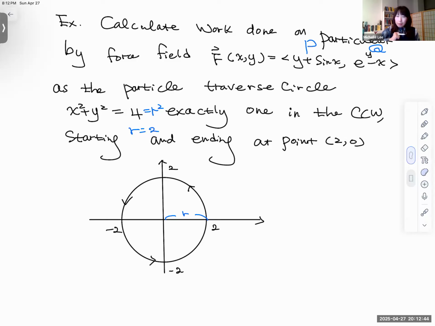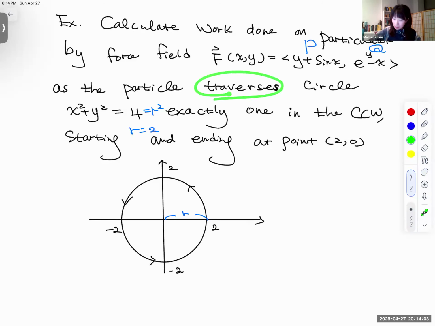Okay, so we have a second example. Calculate the work done on a particle by the force field, where the particle traverses the circle x squared plus y squared equal to 4. Let me check the spelling. Yes, one S is missing: traverses. So the radius is 2. I draw the circle here, with starting and end point (2, 0), so that means it is closed.